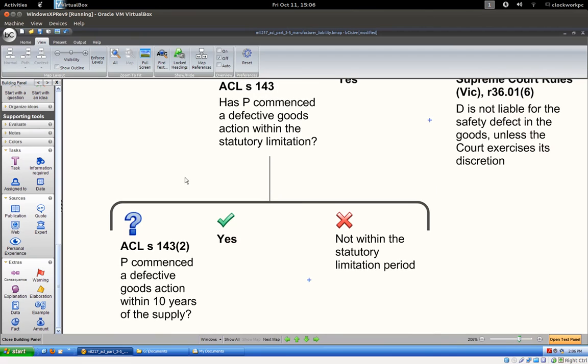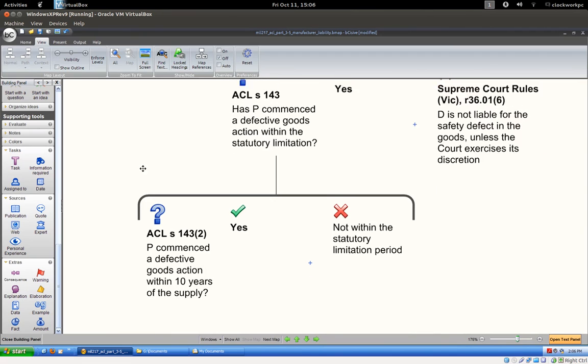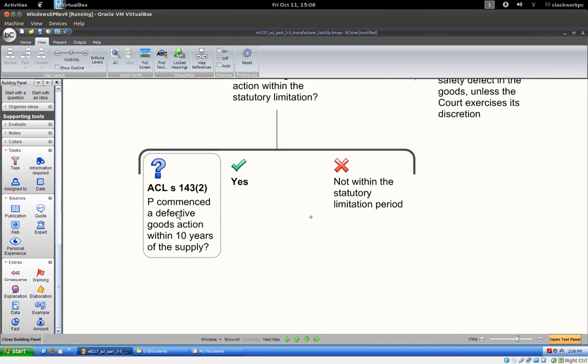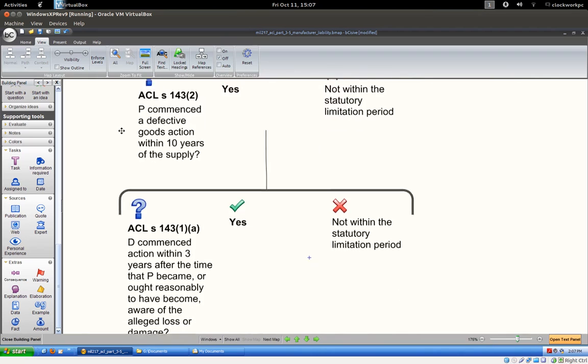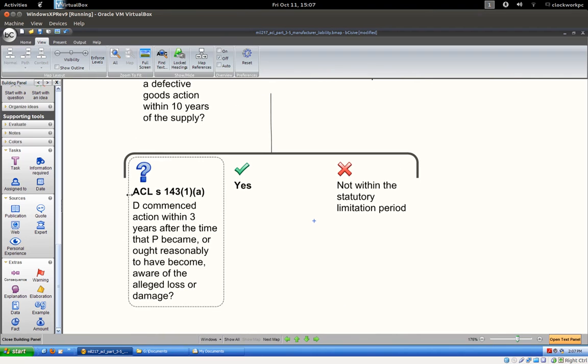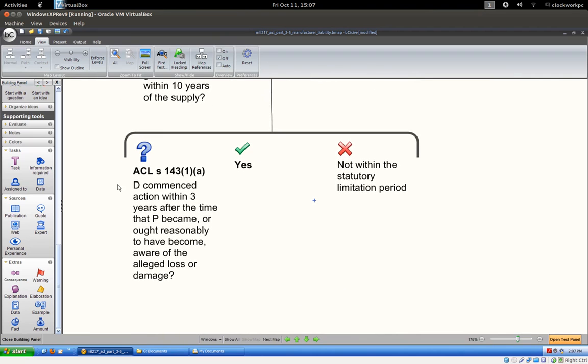So to determine whether the statutory limitation was not exceeded, first of all, the action has to commence within 10 years of the supply, section 143, subsection 2. Assuming that it has happened within 10 years, then we'll ask whether the action was commenced within 3 years after the time that P became, or ought reasonably to have become, aware of the alleged loss or damage. That's section 143, subsection 1, subsection A.